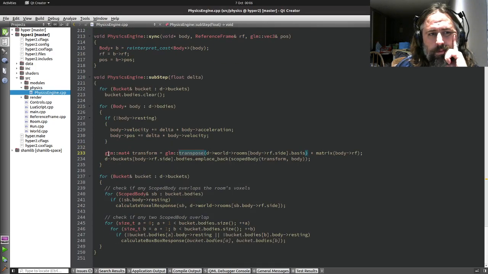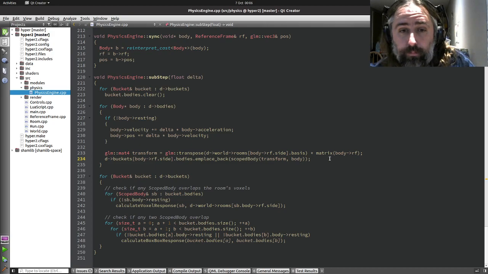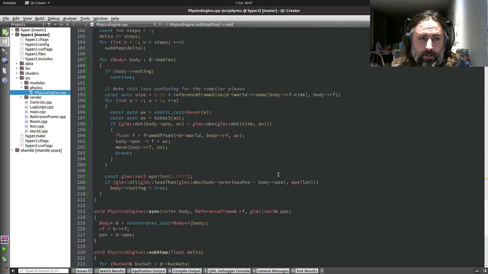So that's cool. So we make a transform to move the object. When we're populating the buckets, we make a transform to move the object from its own reference frame into the room's basis reference frame. And then we create a scoped body using that transform in that bucket. Well, that's cool. But it's not cool enough.